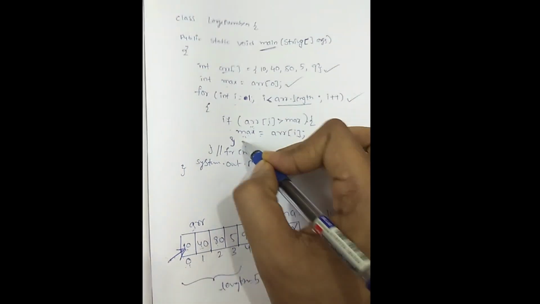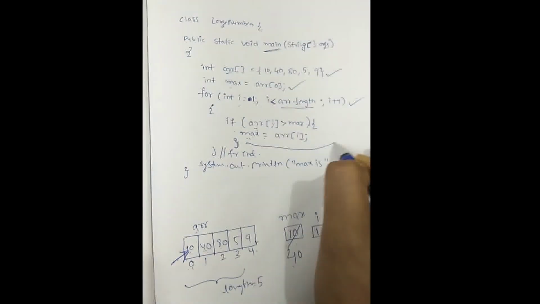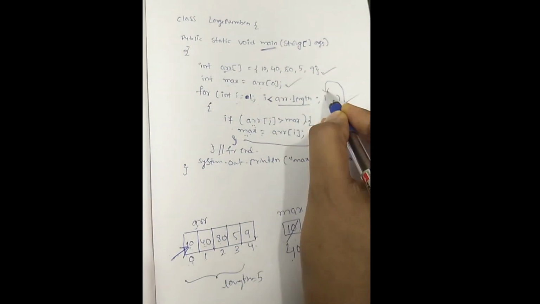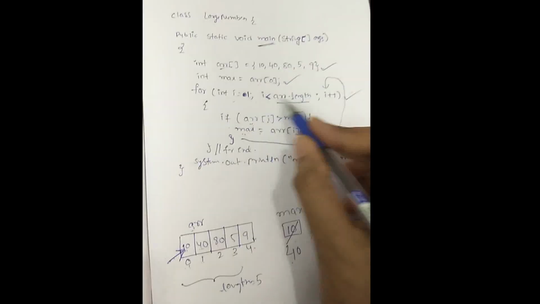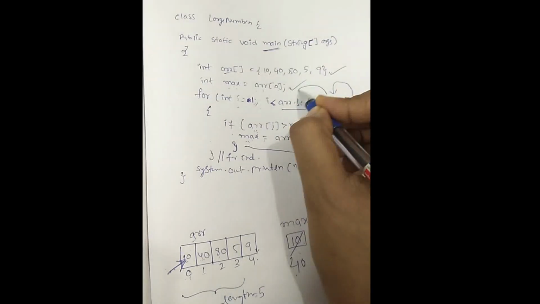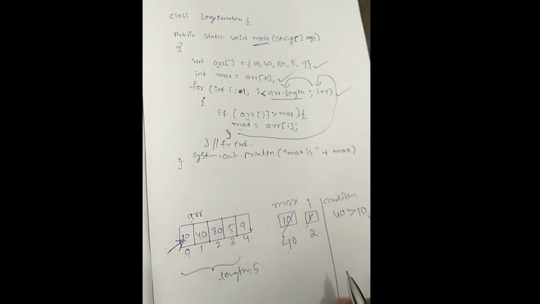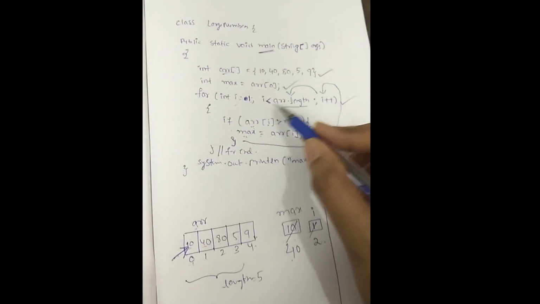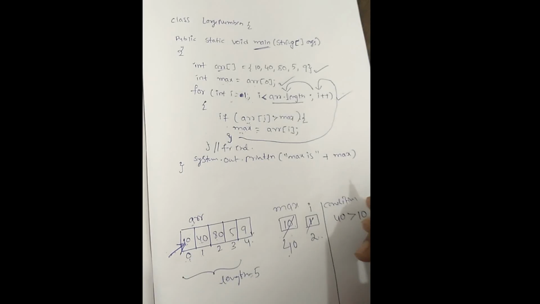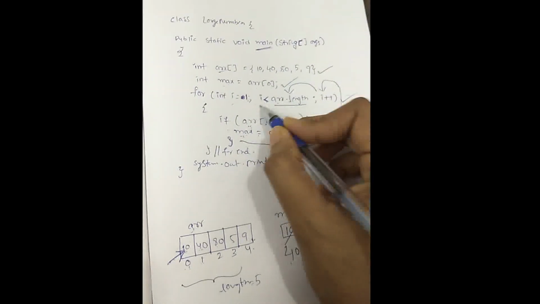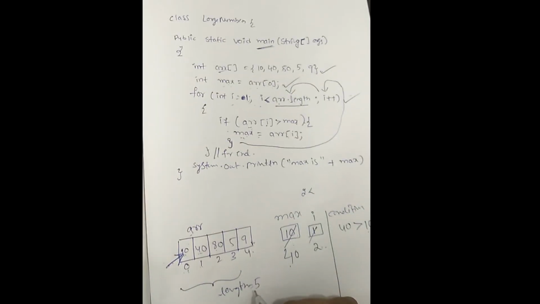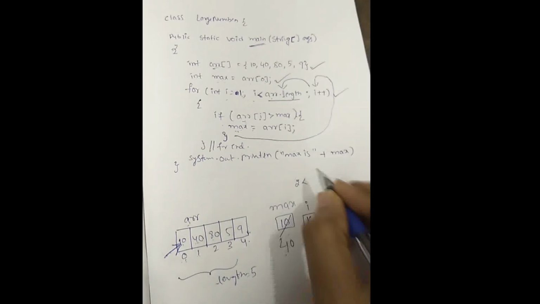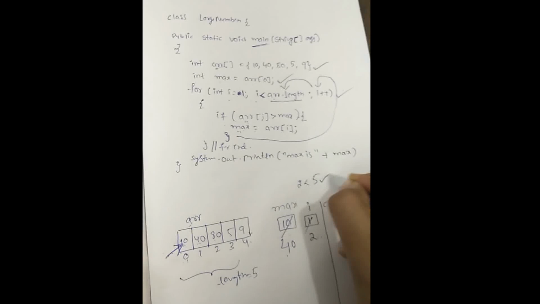Next, from here where will it go? Again i plus plus. The i value 1, right? Now 2. Next, this condition. What is the condition? For the loop condition here I am giving i less than array dot length. Array dot length is here 5. Condition satisfied.